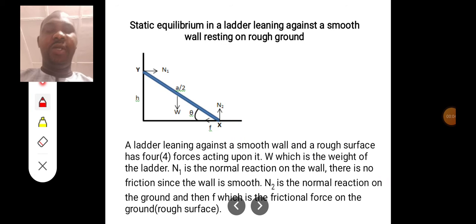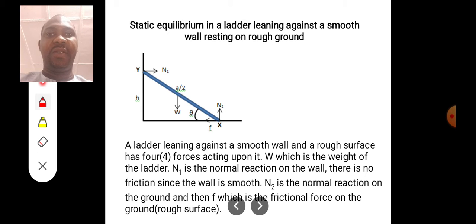Okay, here we are going to be looking at static equilibrium in a ladder leaning against a smooth wall, resting on a rough ground. So that is what we have. That is the diagram here. Now, I want you to notice that the ladder leaning on a smooth wall and on a rough ground has four forces acting on it.